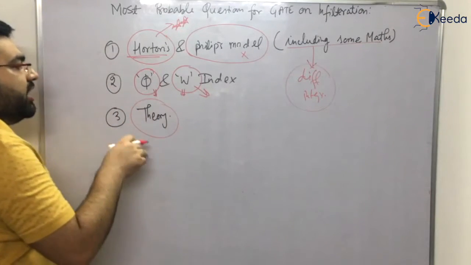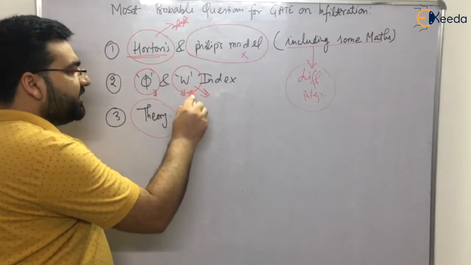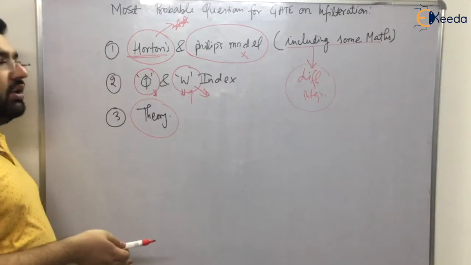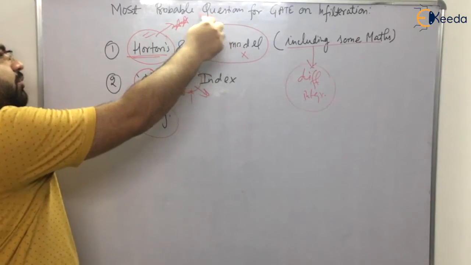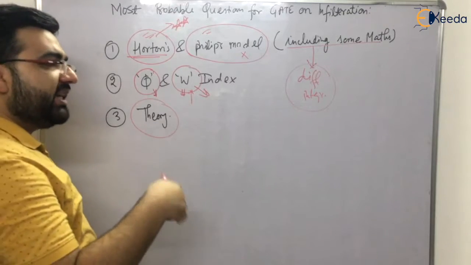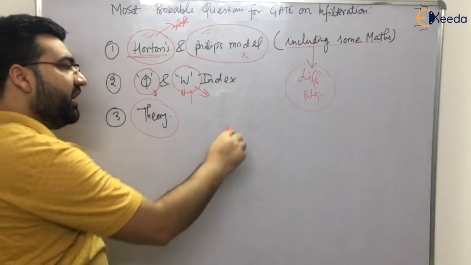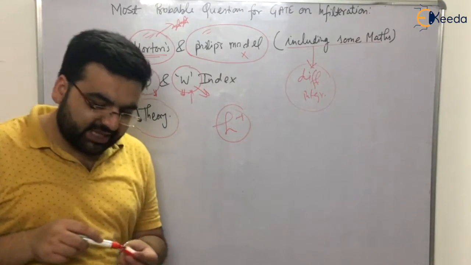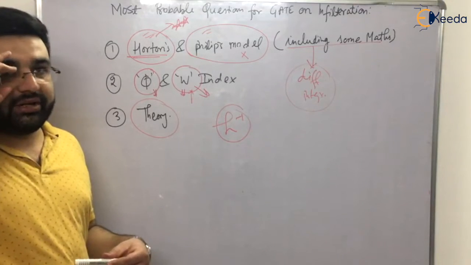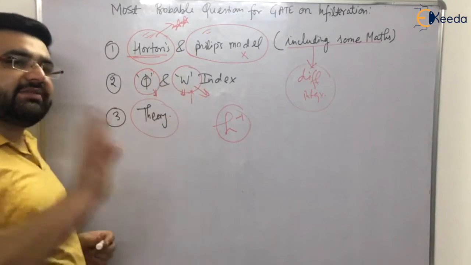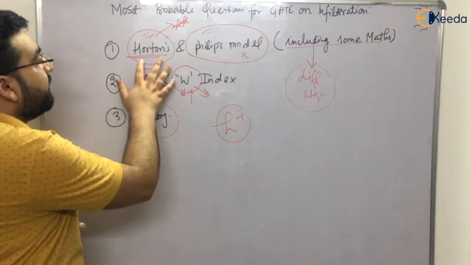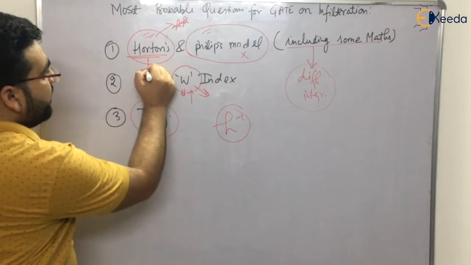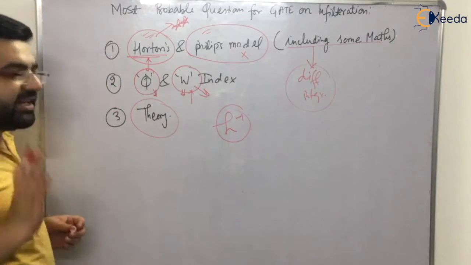Now come to the theory part. In theory, what they can be asking is which one is more accurate, which one will have a higher value, which one will have a smaller value. They might be asking some questions on Phillips model or Horton's model about the decay coefficient. What is the unit of decay coefficient? That is hours inverse, or time inverse, is the unit of decay coefficient. So these questions can also be there, right? But the probability of theory questions from this topic is very minimal. So most of the questions will be from Horton's model and the phi index. So these two are very important, Horton's as well as the phi.